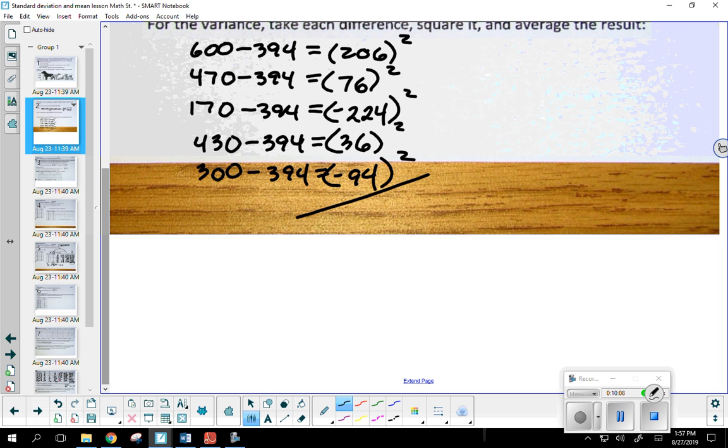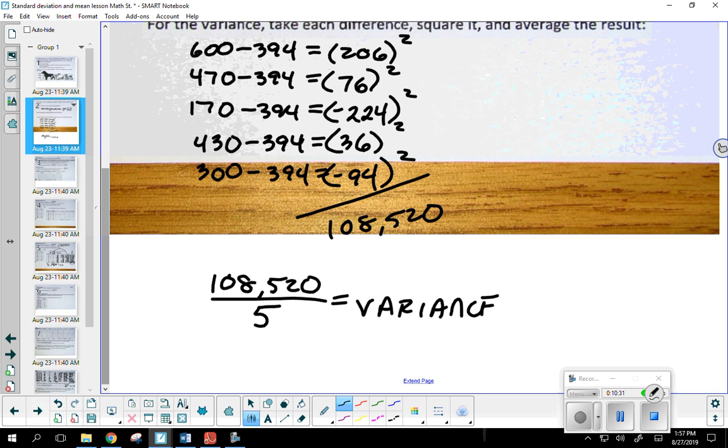Radley is absolutely right. We have 108,520. Now, I'm going to take that sum, 108,520. Okay, I'm going to take the average of those square differences. So I'm once again going to divide this by 5. This is what we refer to as the variance. Okay, so somebody help me out. 108,520 divided by 5. 21,704. Now that's the variance.